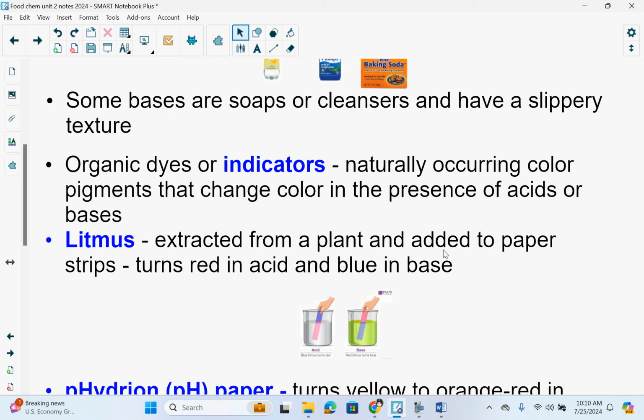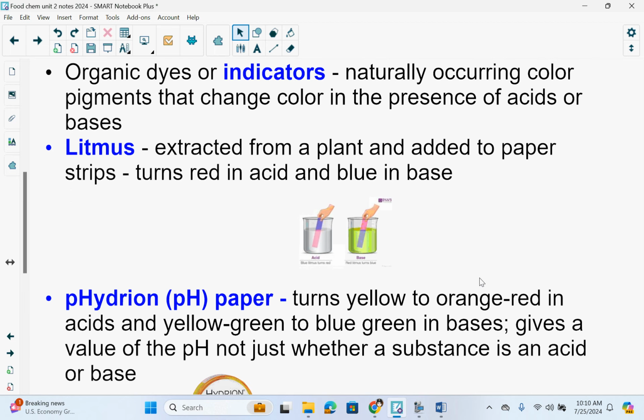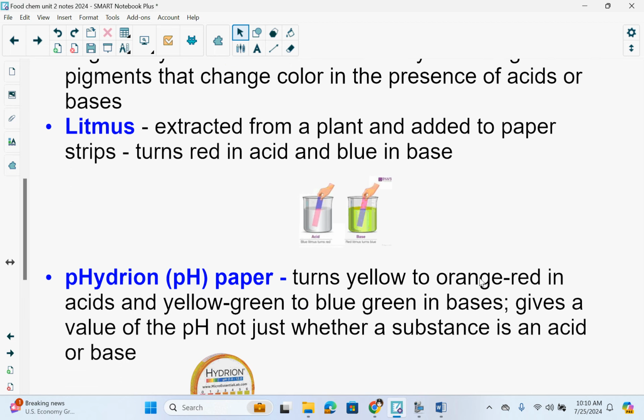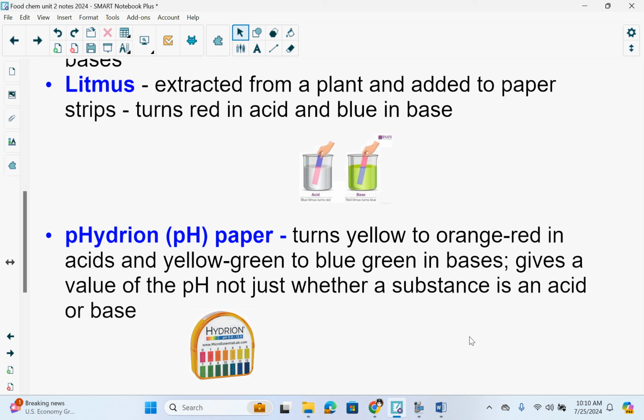So we have litmus, something called litmus paper. This is extracted from a plant and added to paper strips, the litmus itself. It turns red in an acid and blue in a base. P-hydrion or pH paper turns yellow to orange red in acids and yellow green to blue green in bases, right? It gives a value of the pH, not just whether a substance is an acid or a base. Maybe you've used either one of these in physical science or chemistry.